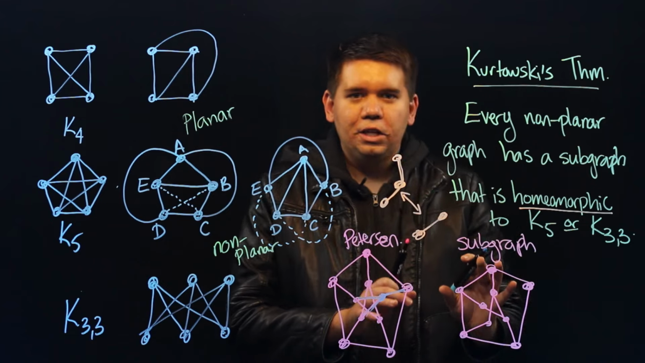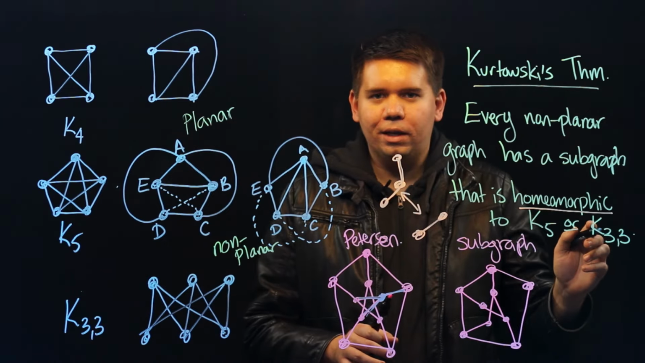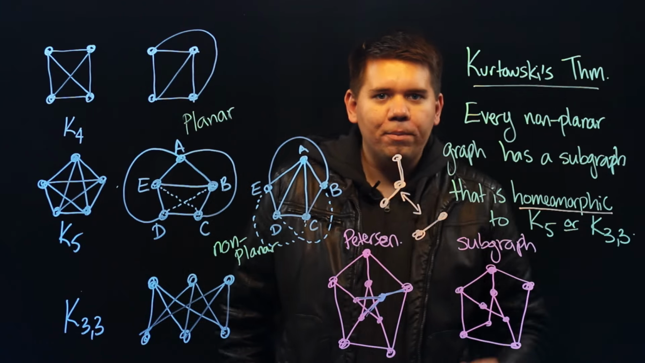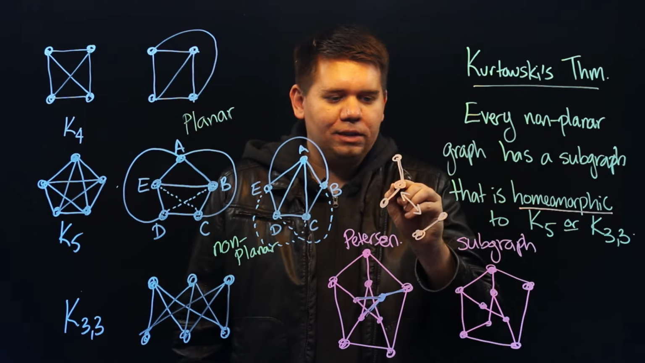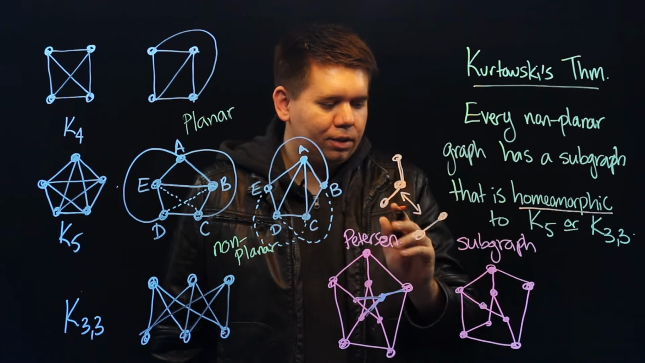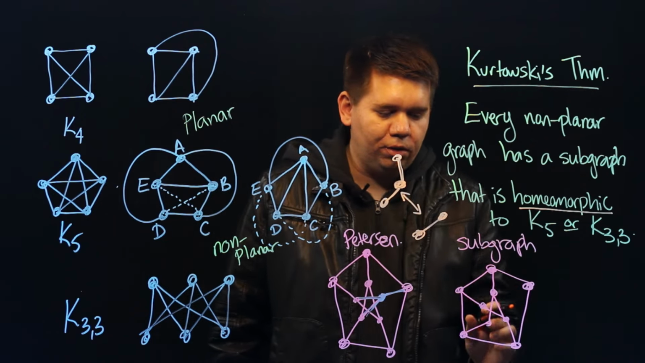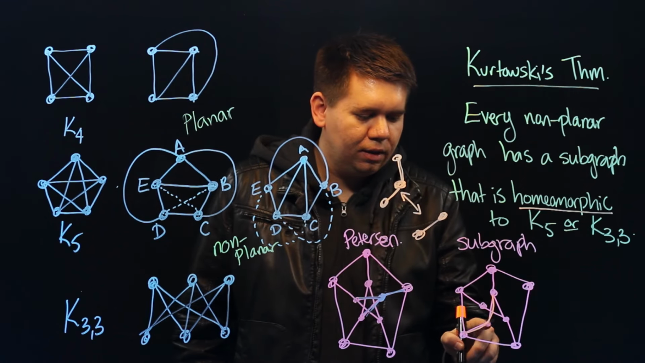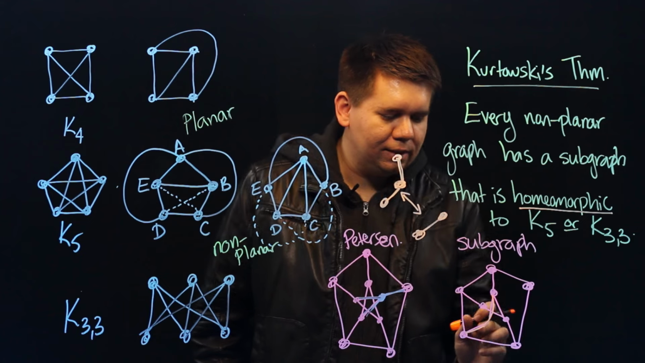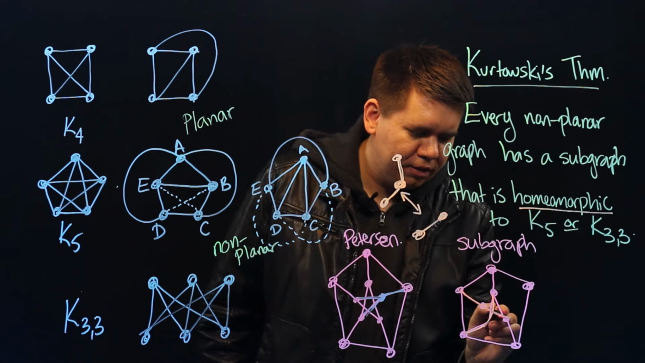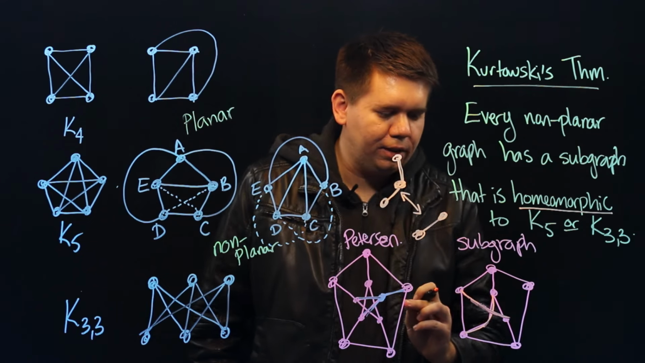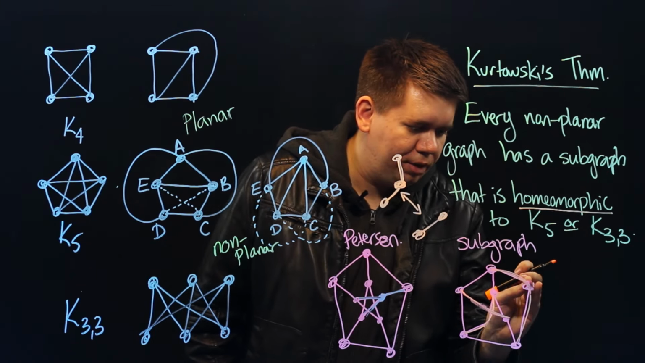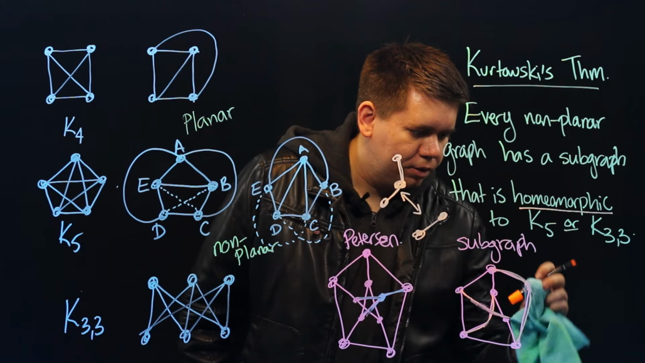Now, looking at that, you may not think that looks like K5 or K33, but secretly it is. This is where homeomorphisms come in. Remember, a homeomorphism says that whenever you have a vertex of degree 2, you can smooth it out. So this graph is homeomorphic to a graph that just has a single edge here, removing this vertex. And similarly, that has a single edge here, removing this vertex of degree 2. And similarly, that has a single edge here, removing this vertex of degree 2.